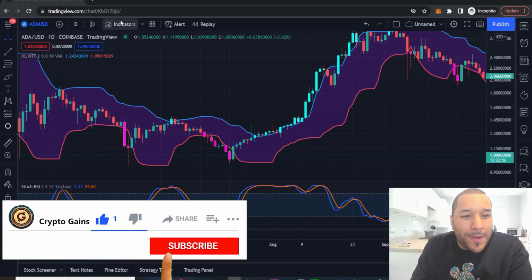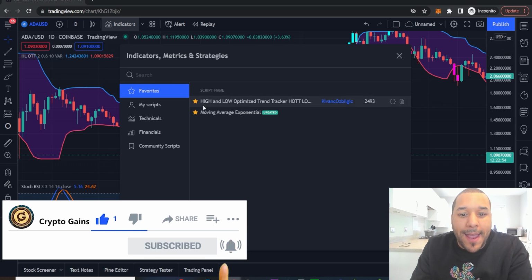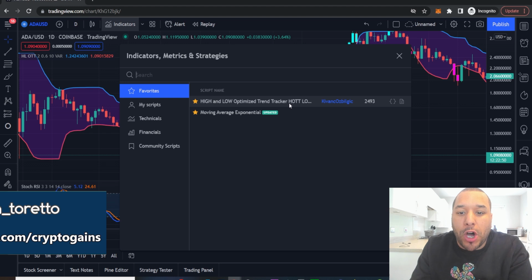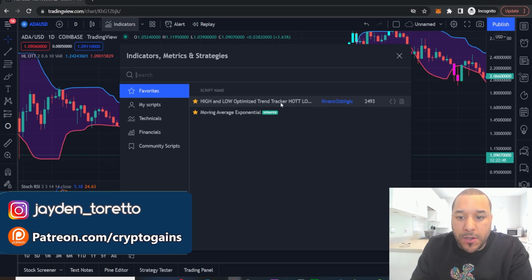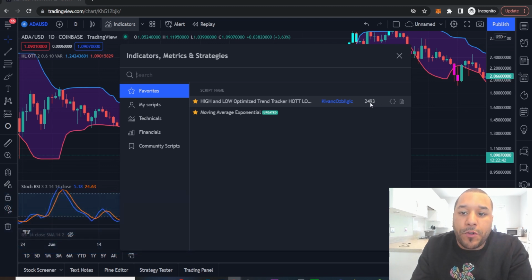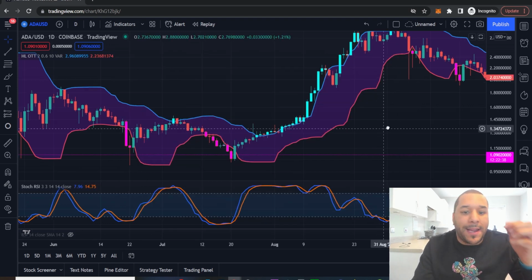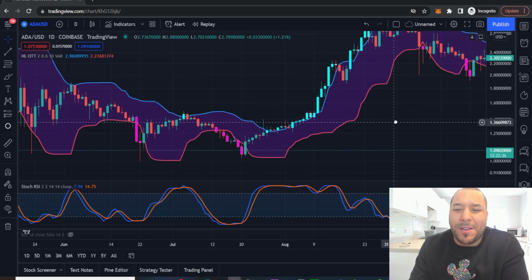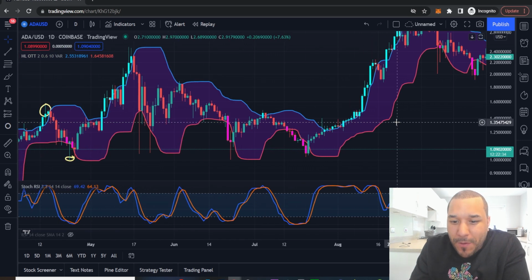Let me just show you again the indicators. It's called high and low optimized trend tracker, HOTT, H-O-T-T. So look for that. It's got 2493 here. Maybe that's how many people are using it. I don't know. 2493. Look for that number as well, so you're tapping on the right indicator and try it out. Let me know how it goes for you if you make some insane gains.